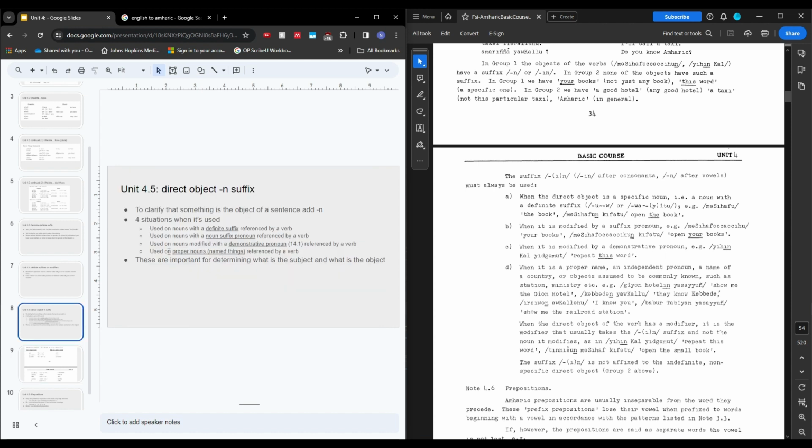And then the last rule is actually pretty simple. It's if you're using something with a proper name, independent pronouns, like the name of a country or place or a person. So the examples are like Gion Hotelin Yasayun. Gion Hotel is just the name of the hotel, and because it's the object of the sentence for this instruction to show me, which is another command word that we haven't really gone over, so it's probably not making a lot of sense, that is why the hotel here, which has this specific name, is getting the n attached.